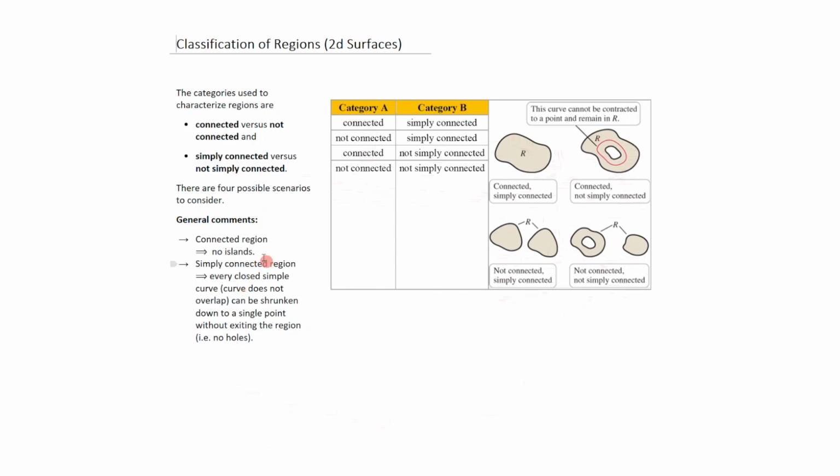So in general, a connected region just means no islands. And a simply connected region implies every closed simple curve that does not overlap itself can be shrunk down to a single point without exiting the region, i.e. no holes. All right, so for instance, there's a hole.